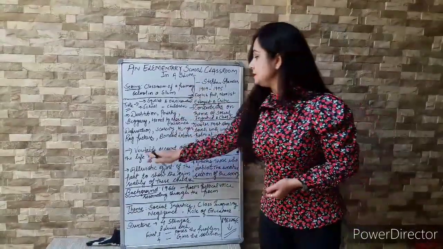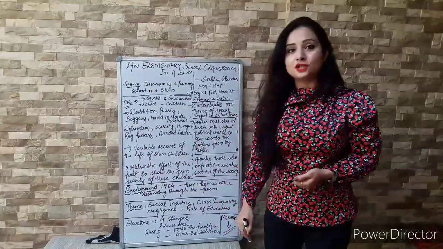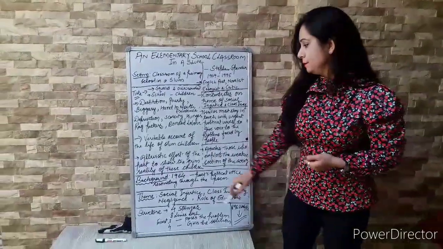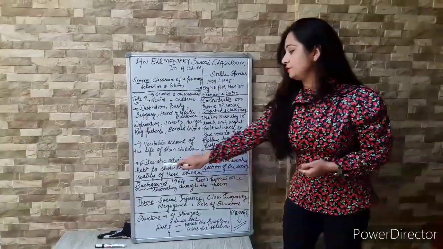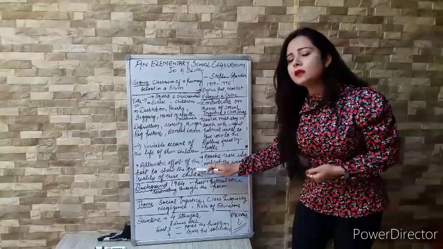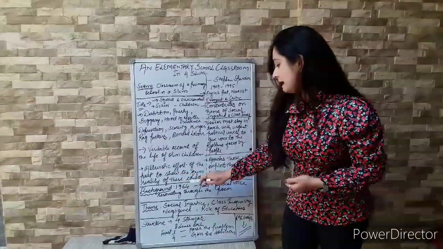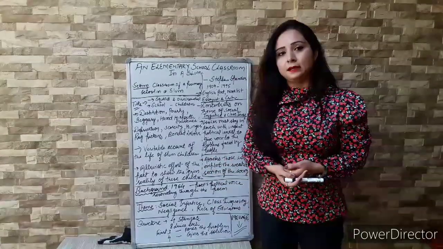The poem is the veritable account of the life of slum children. Yes, viewers, I'm talking about the life of slum children. So this poem is the altruistic effort of the poet Stephen Spender to show the grim reality of this weaker section of the society, the grim reality of these children who are residing in a slum.